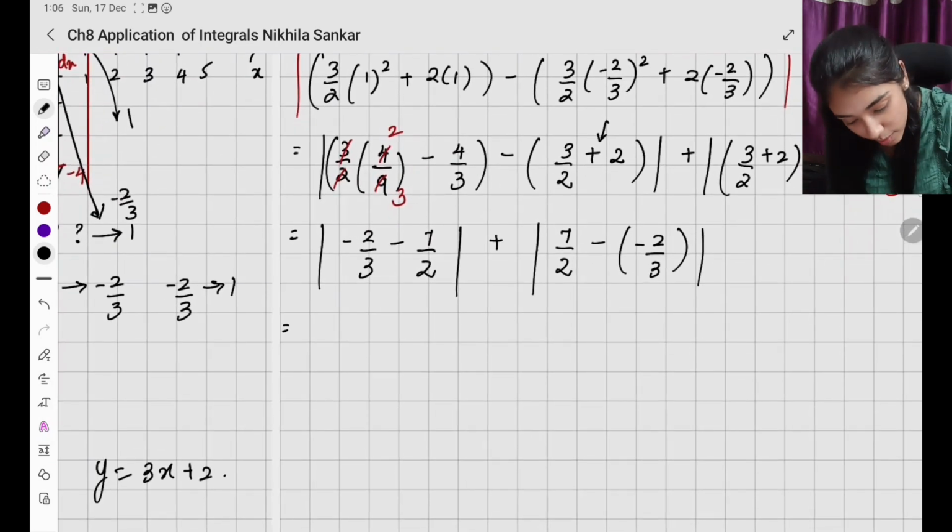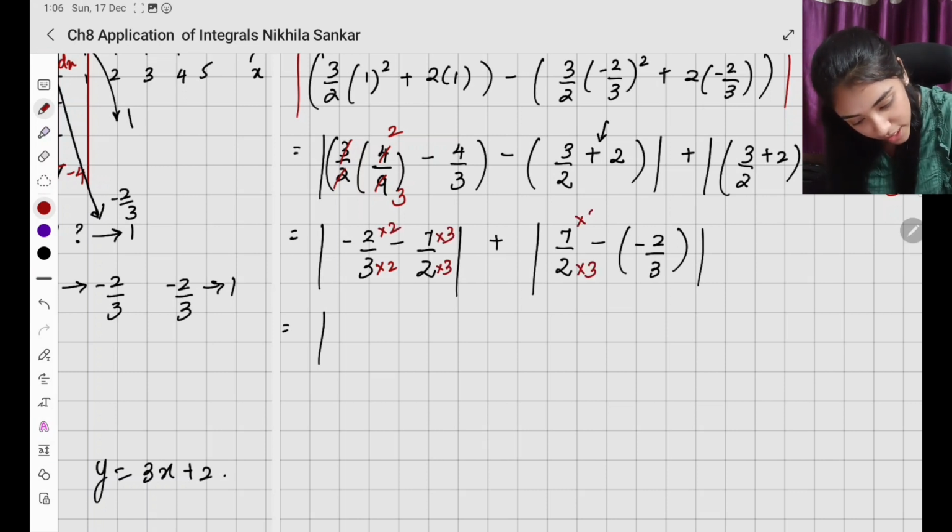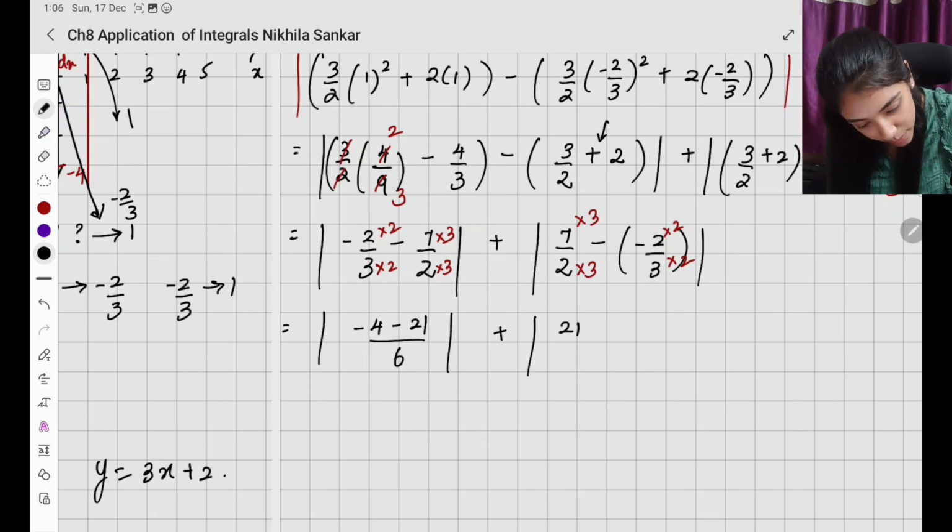Okay, so now if I solve this, what do I get? I am going to take the LCM. So here I can multiply by 2, and here I have to multiply by 3. Same thing here, I have to multiply by 3 and multiply by 2 here. So now what is inside the absolute value? I have minus 4 minus 7 3s are 21 divided by 6, plus 7 3s are 21, minus minus becomes a plus, so plus 2 2s are 4 divided by 6.